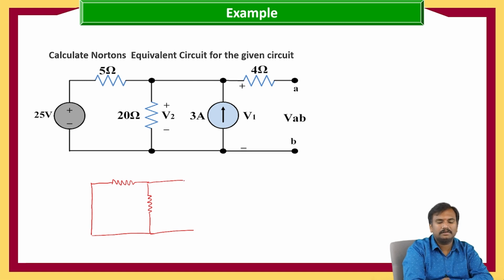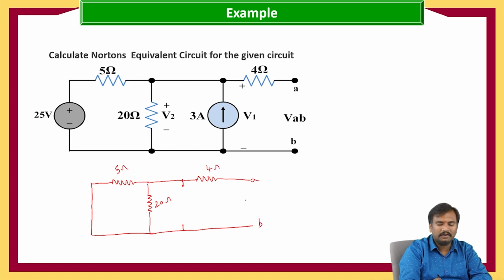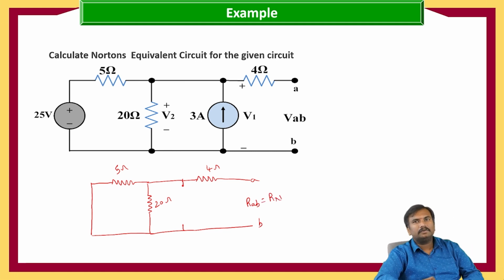Once it is short circuited, our circuit will become like this, and here the current source is open circuited. This is 5 ohms, 20 ohms and 4 ohms. These are the AB terminals, R_AB, which is equal to R_N. So in order to calculate the Norton's resistance, we have to see the circuit from the AB terminals, and we have to start reducing from the other end, that is from the 5 ohms and 20 ohms.